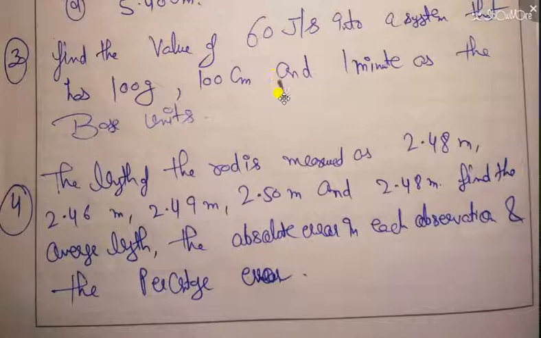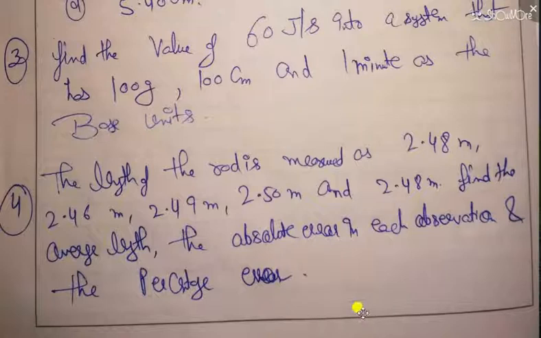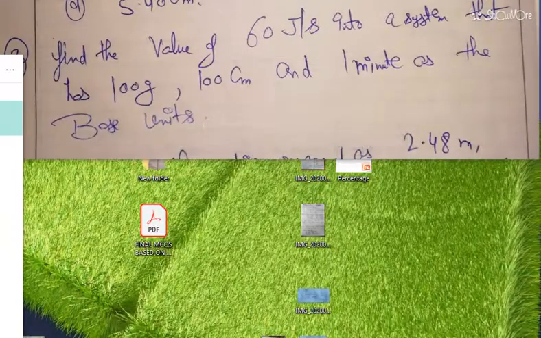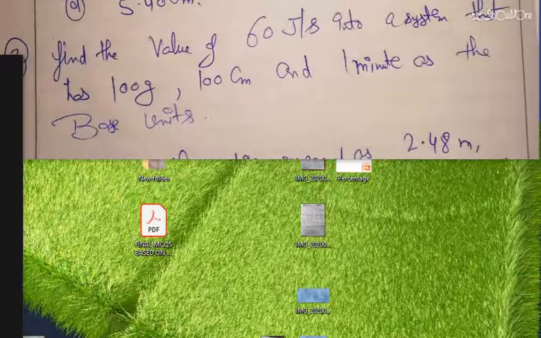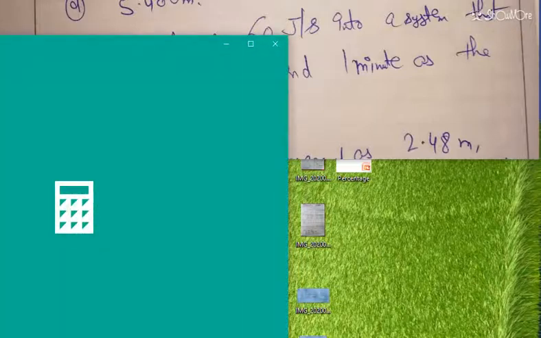So the answer for this question is 1 by 600, and it is the value of 60 joule per second in terms of this system. In the next question we have to find the average length. So to find the average length I will use the calculator here.